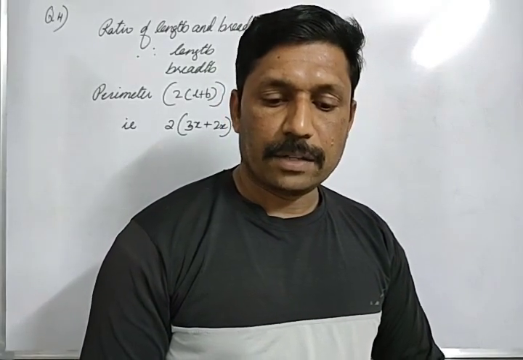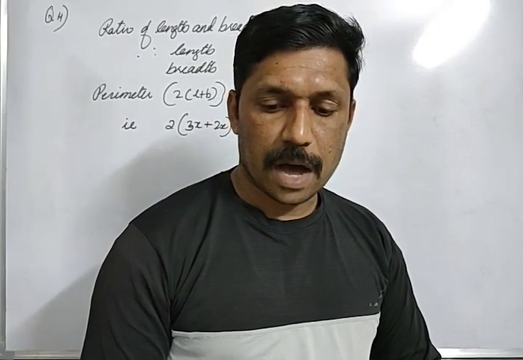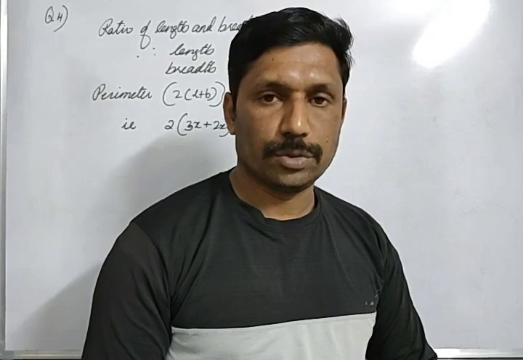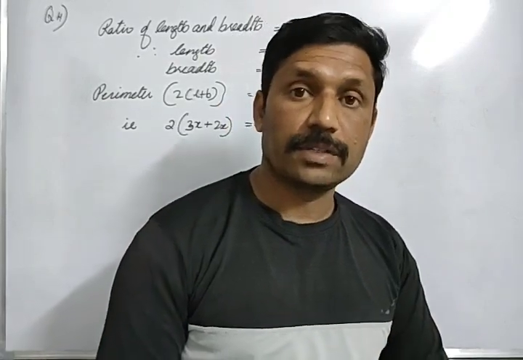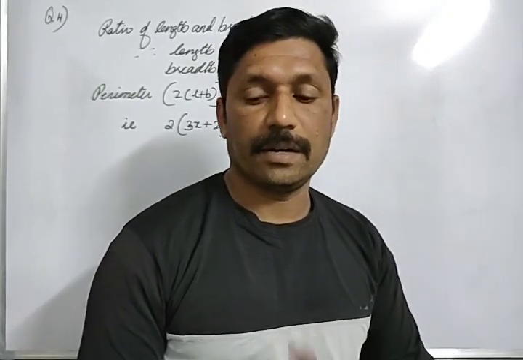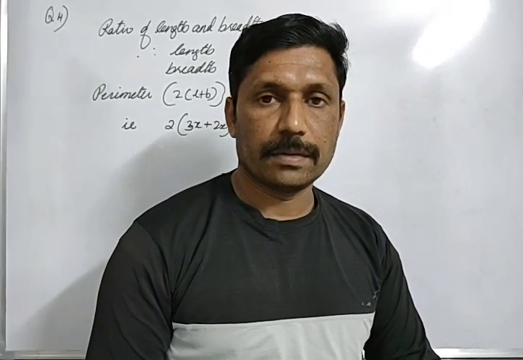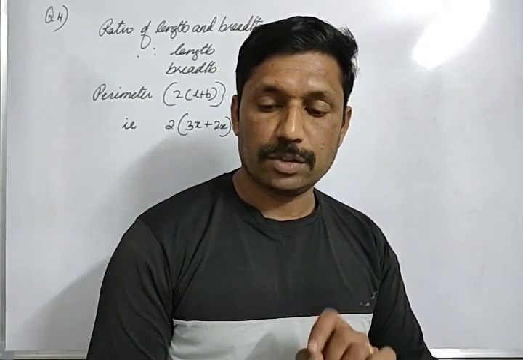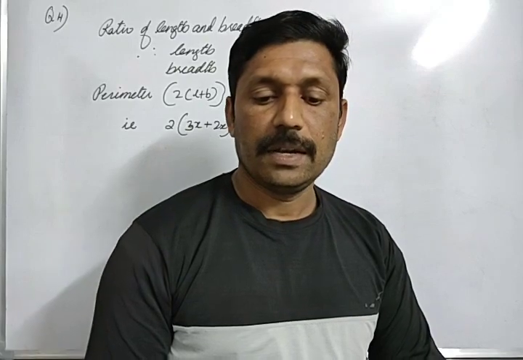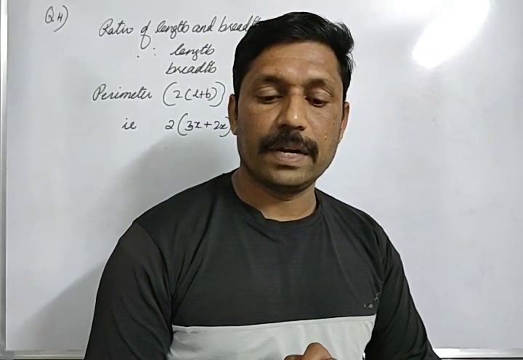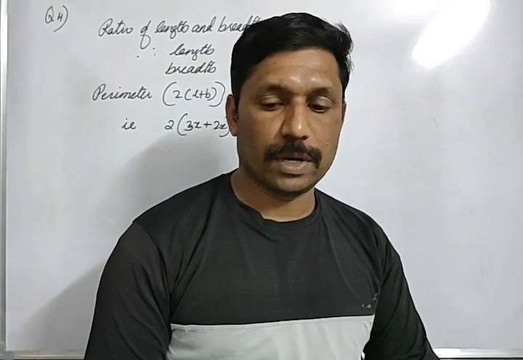Number 4. I will read the question. The length and breadth of a rectangular field are in the ratio of 3:2. The length and breadth, their ratio is given 3:2. Length is 3 and breadth is 2. If the perimeter of the field is 250 meter, the perimeter of that field is given, that is 250 meter. That means 2 into length plus breadth is given 250. Find the cost of reaping the field at 15 rupees per 50 meter square.